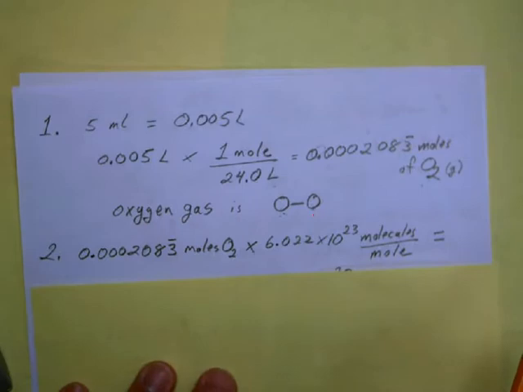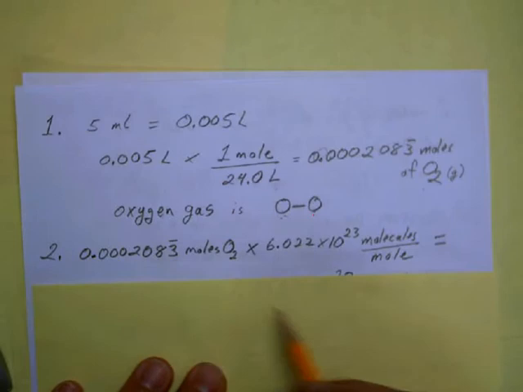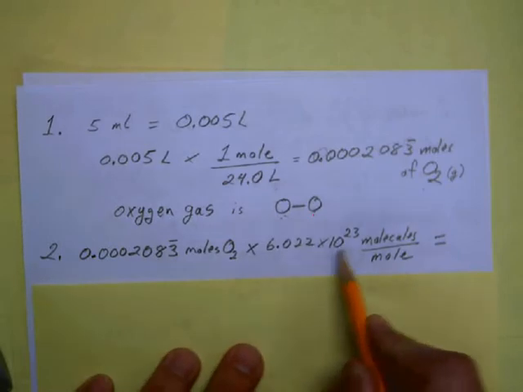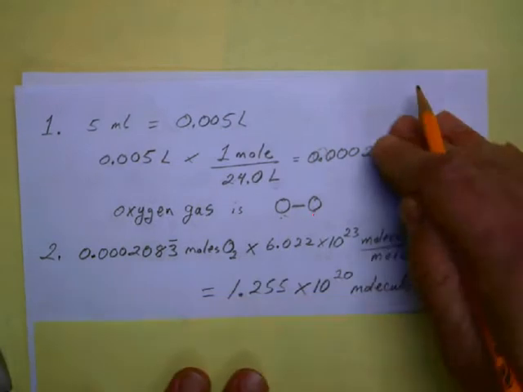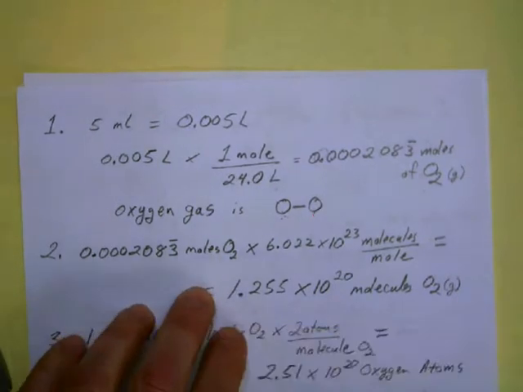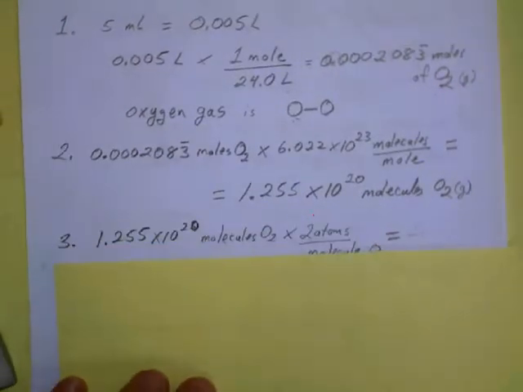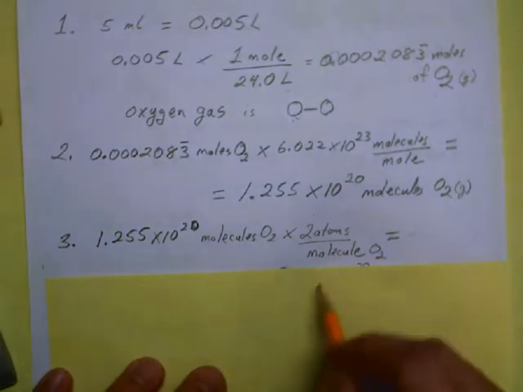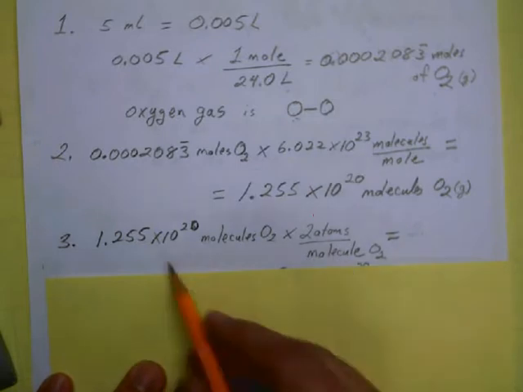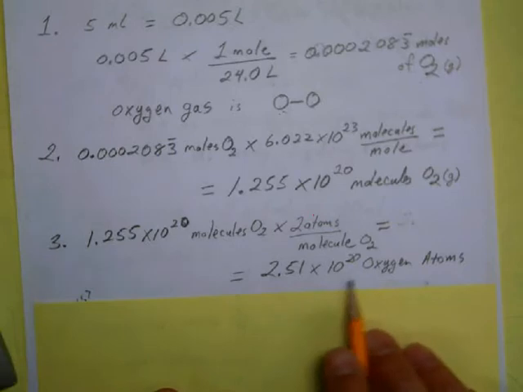Question number 2, the number of molecules produced. There you take the number of moles from number 1 times Avogadro's number, which gives you the number of molecules per mole. When you calculate that out, you get 1.255 times 10 to the 20th molecules of oxygen gas in those 5 milliliters, which is about the volume that several of you made when you did the lab. Number 3, the number of atoms. Since there are 2 atoms of oxygen in each molecule of oxygen, you take the number of molecules times 2, which gives you 2.51 times 10 to the 20th oxygen atoms.